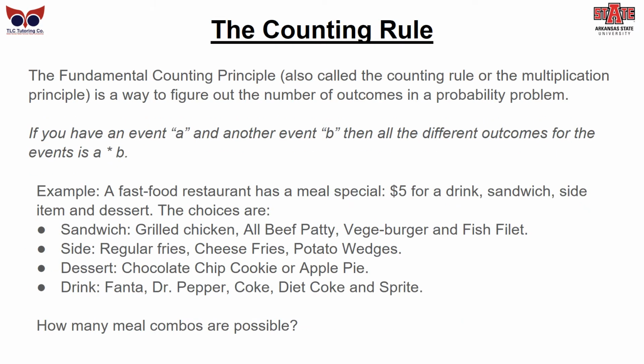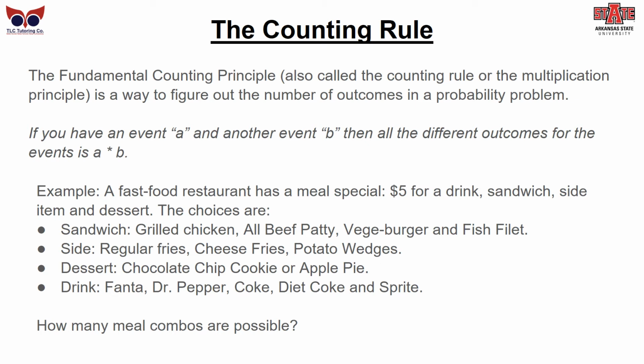Now, related to probability is called the counting rule, or the fundamental counting rule, or sometimes the multiplication principle, to figure out how many outcomes you can have. So this says if I have an event A and I have a second event B, the number of different outcomes is A times B. So let's take a look at this one.